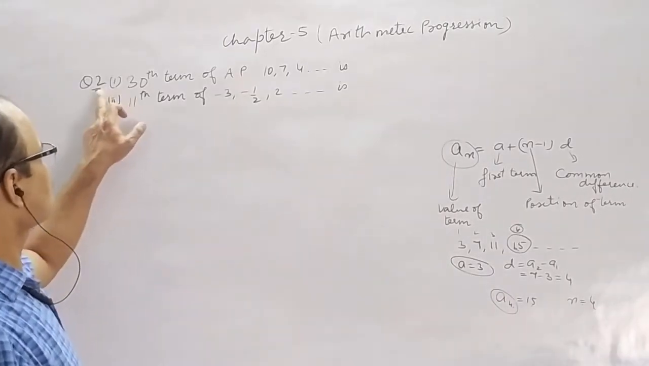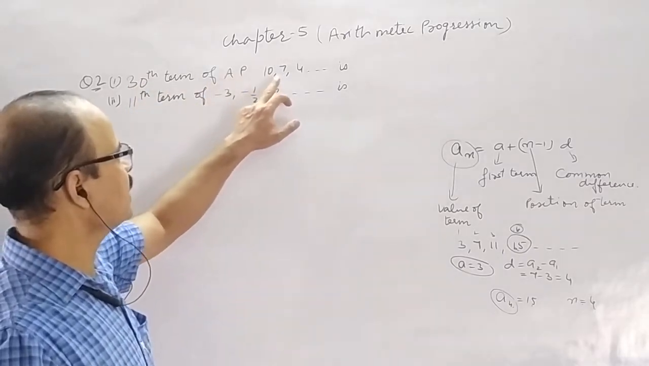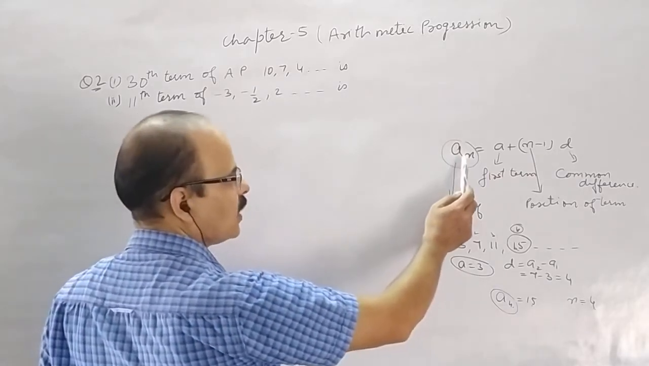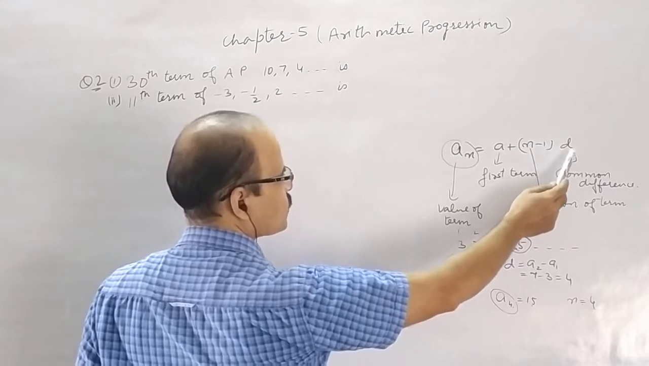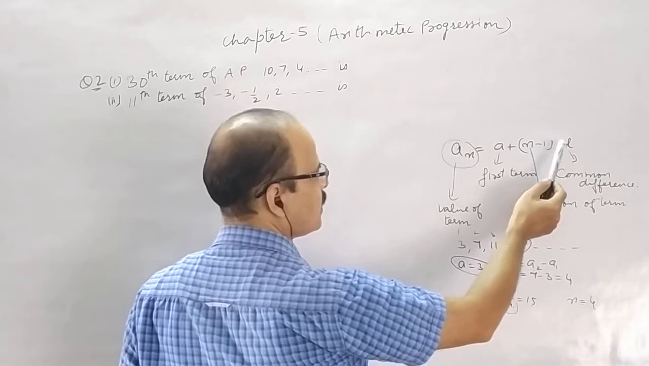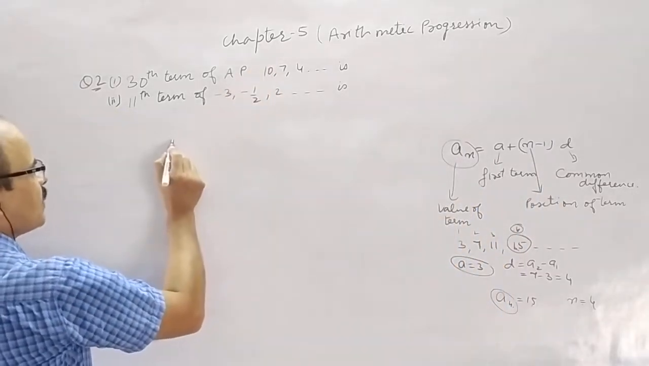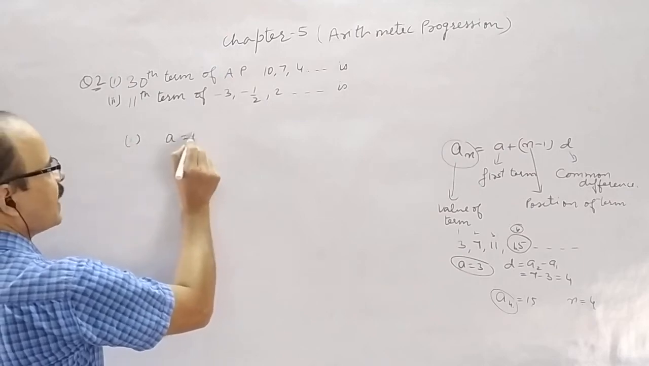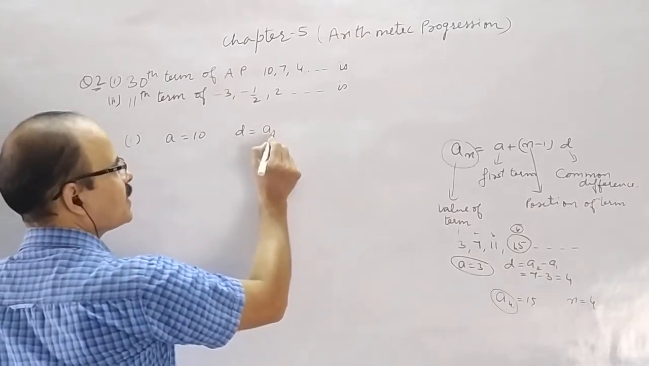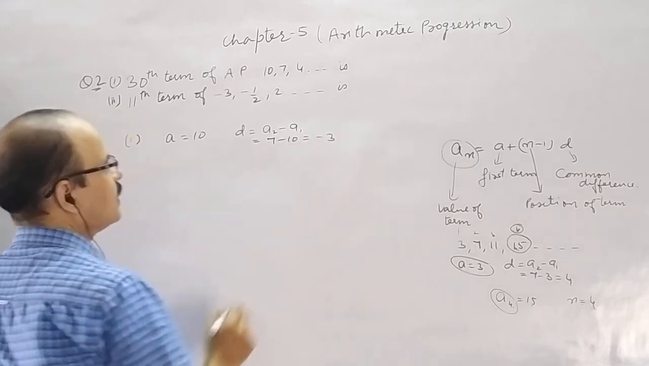Now this is the second question. You have to find the 30th term of the AP, and this sequence is given: 10, 7, 4. Same formula we have to apply, the general term formula, An equals A plus (N minus 1) into D. I have written what the indications of this A, N, D and An are. In this case, first A is 10. We'll calculate D. D is A2 minus A1, that will be 7 minus 10, which gives minus 3.